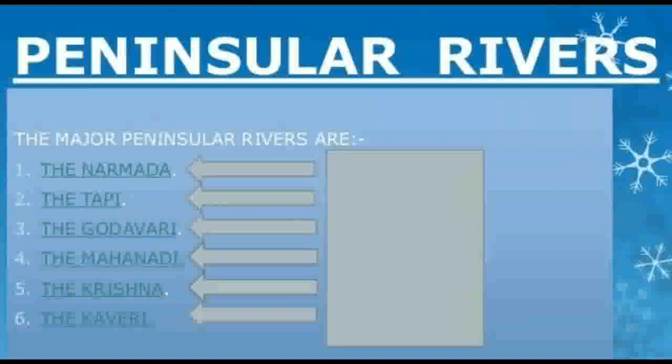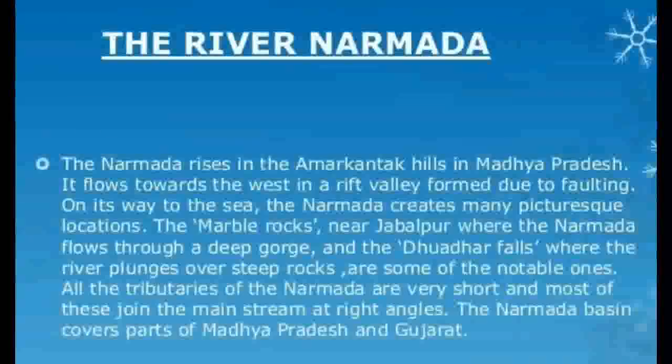The important Peninsular rivers include the Narmada, Tapi, Godavari, Mahanadi, Krishna and Kaveri. Let us see one by one their importance. As far as the river Narmada is concerned, it rises in the Amarkantak Hills in Madhya Pradesh. There is a place in Madhya Pradesh called Amarkantak Hills. Basically, it starts its journey from there and flows towards the west.